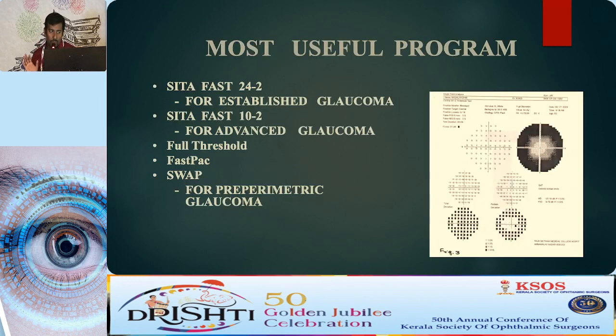The most useful program for established glaucoma is SITA Fast 24-2. You can do a 30-2, but it will just take more time and the patient will get more fatigue. For an advanced glaucoma, SITA Fast 10-2. It has now been shown that 10-2 is useful also in moderate glaucoma. For a pre-perimetric glaucoma, where you are not sure whether the patient has glaucoma or not, you can do a full threshold, a SITA Fast, or a SWAP, blue on yellow SWAP program also.